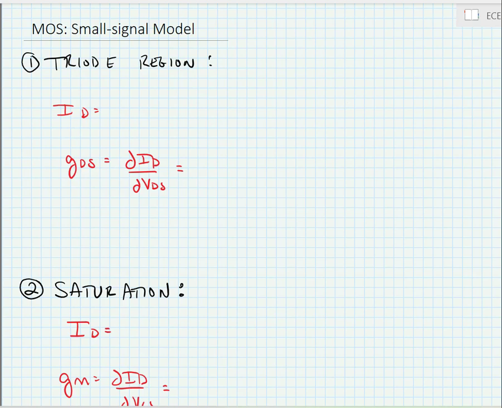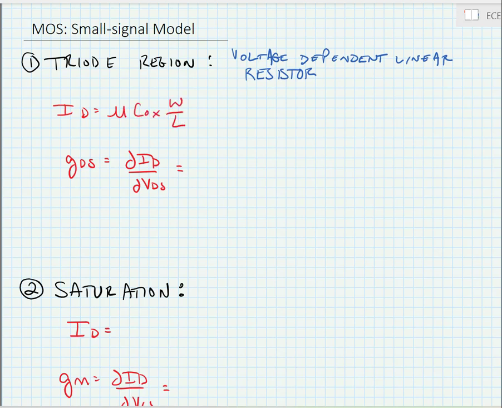All right, now we'll extract the small signal model of the MOS transistor, starting with the triode region. Now we know in the triode region that the transistor behaves like a voltage-dependent linear resistor. We recall our drain current in the triode region is mu n C aux W over L times (VGS minus VTH) times VDS minus VDS squared over 2.